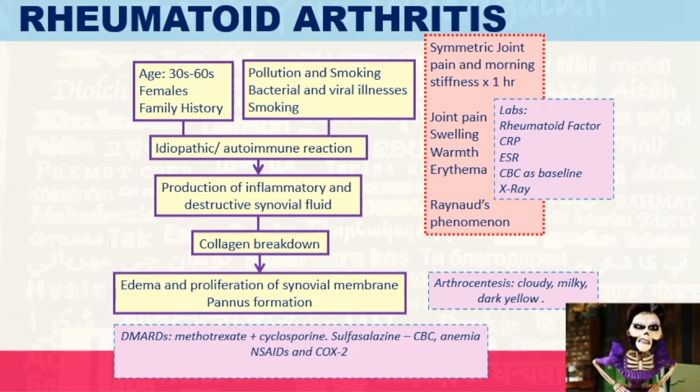Okay, so what are our medications for this patient? You will be giving your patients your disease-modifying anti-rheumatic drugs. In other words, ask yourselves, are these immunosuppressants? Yes, because our problem is autoimmune, we need to suppress the immune system. That would be the administration of your methotrexate, cyclosporin, and sulfasalazine. For these medications, you need to have your CBC checked because of the risk for anemia.